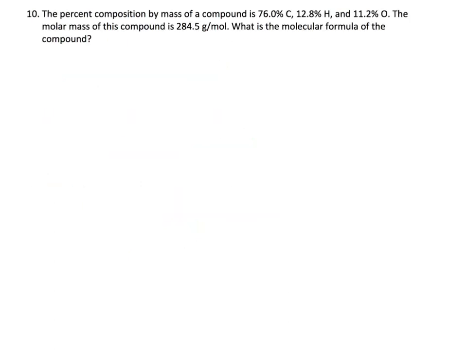Now on to question 10. The percent composition by mass of a compound is 76% C, 12.8% H, and 11.2% O. The molar mass of this compound is 284.5. What is the molecular formula of the compound? This one's a bit longer. When you get a question like this where it gives you the initial percentages, I usually find it easiest to begin by assuming we have 100 grams of the compound.